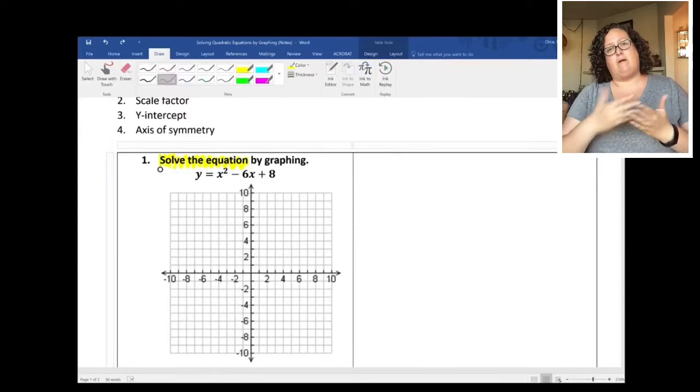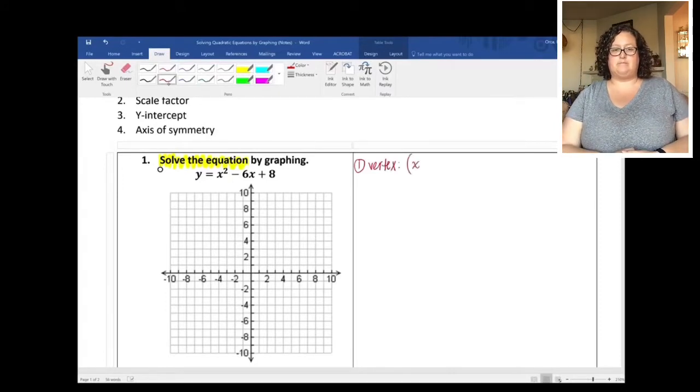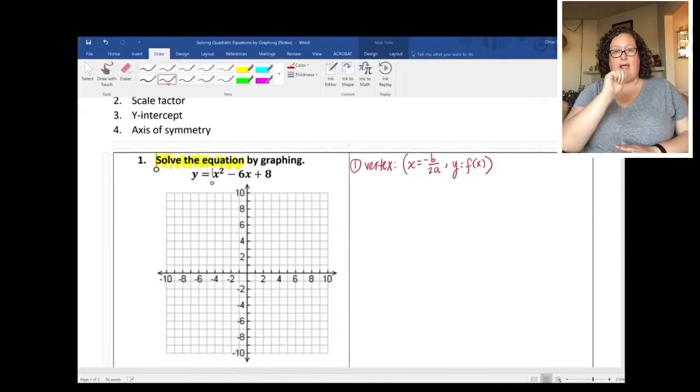Let's start off by finding the vertex. In case you forgot, to find the x-coordinate of the vertex, you're going to use x equals negative b over 2a, comma y equals f of x. Let's label our a, b, and c values. A is 1. B is negative 6. And C is positive 8.